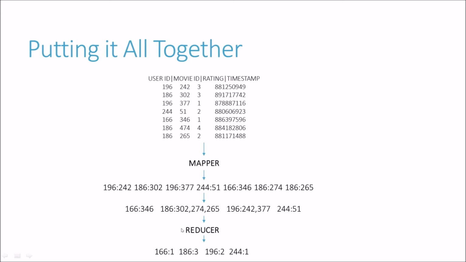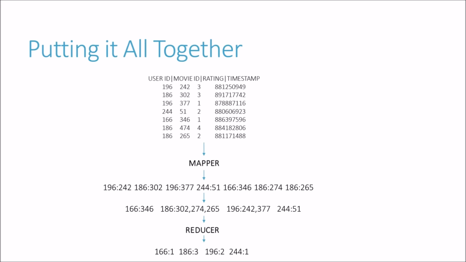And our reducer function that we write will be called once for each key, each unique key, and receive a list of all the values associated with that key. So our reducer will be called once for every user and receive a list of all the movies that user watched. And in our example, all our reducer is going to do is count up the number of movies in that list and make that the final output. So our reducer says user 166 only watched 1 movie, user 186 watched 3 movies, 196 watched 2 movies, and 244 watched 1 movie. And that, at a high conceptual level, is how MapReduce works.